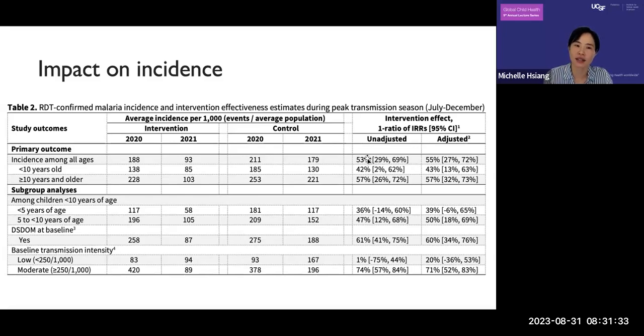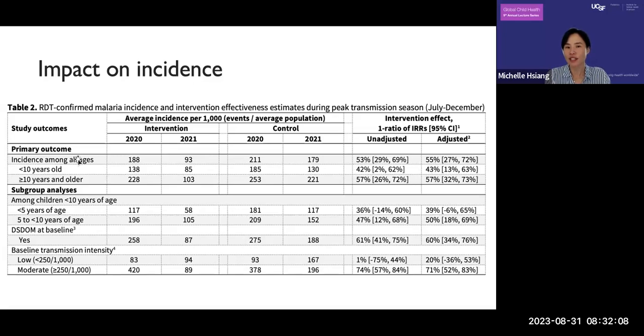So in all ages, and this is adjusted and unadjusted. Adjusted takes into account those things like DESDUM coverage or bed nets, all the baseline factors. And even in the adjusted analysis, we saw that MDA versus SMC decreased incidence by 55%. And this was our confidence intervals. It didn't cross 0, or 1. We feel like we are pretty confident with this result.